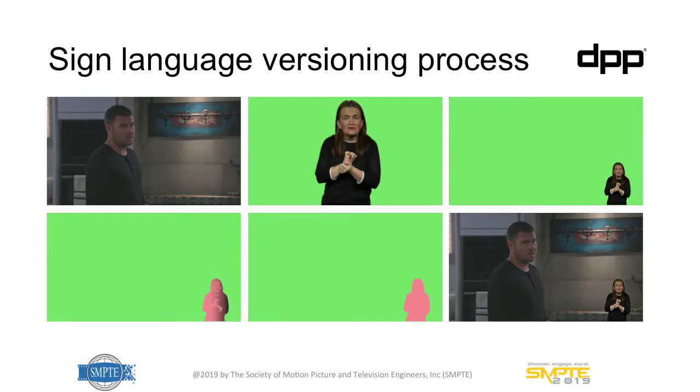So we've got in the top center our sign language interpreter being shot in front of a green screen. We're then going to scale and position that so that it's in the right place when overlaid onto the main program content. And then as you look along the bottom line, we're obviously going through performing a chroma key process to create an alpha channel, and then using that to composite the sign language interpreter on top of the program.